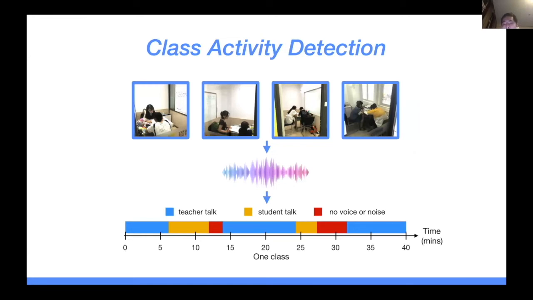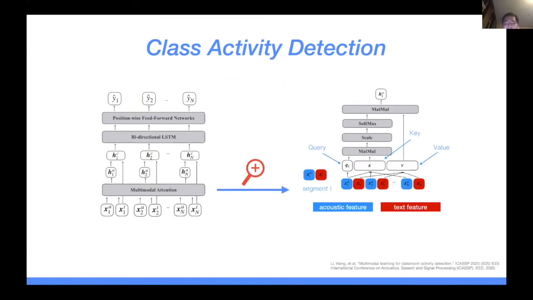In order to help teachers get instant feedback on their pedagogical instructions and improve educators' teaching skills, we need classroom activity detection, which focuses on accurately classifying whether the teacher or student is speaking, recording the length of individual utterances during a class, as you can see at the bottom of the figure. And it's also a multimodal task, as we have data from both vocal and language modalities.